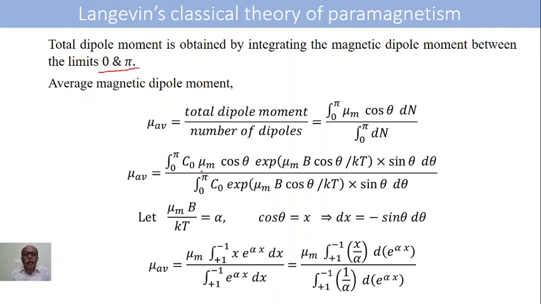mu m cos theta, which remains the same, and all the other terms are corresponding to dN. Similarly, in the denominator we have substituted for dN.